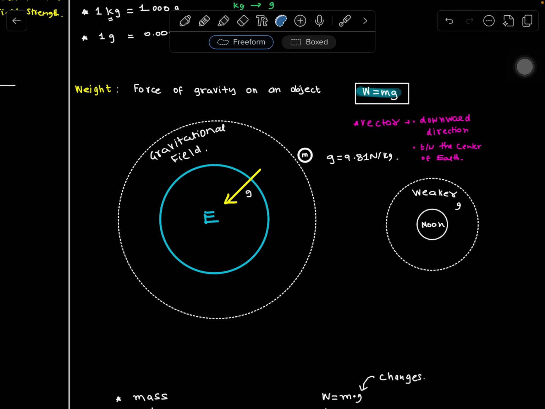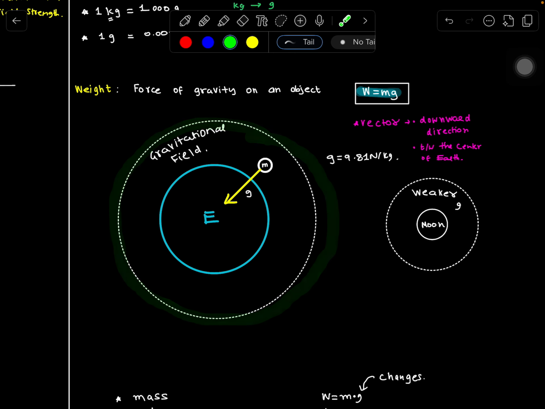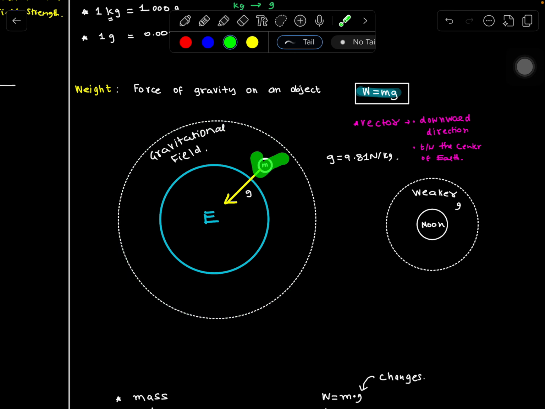But if it interacts with this circle, then it's going to be attracted towards the planet because it has entered the gravitational field of the planet. You can think of gravitational field as the region around a planet where its gravitational force is going to act upon this mass. And the larger the mass, the higher the acceleration of the mass towards the bigger mass.